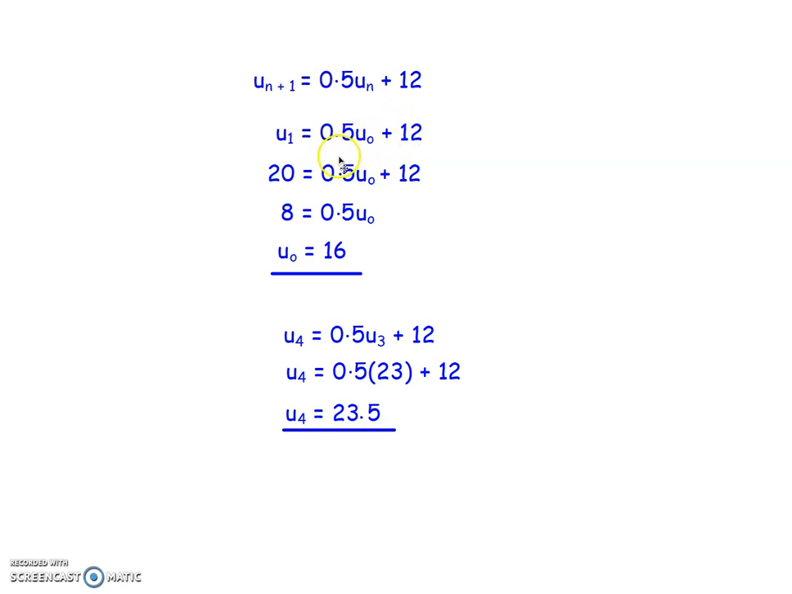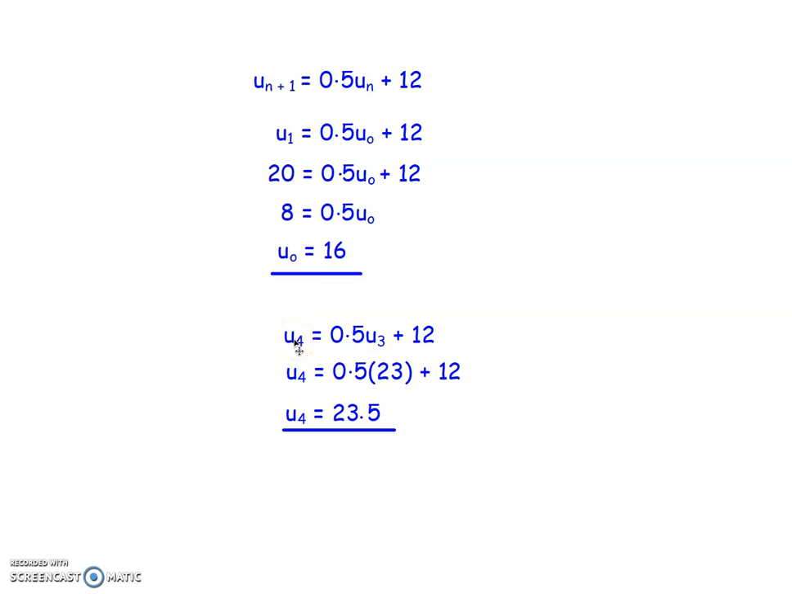We'll find u0 first. Now remember, u0 will relate to u1 because u0 is the very beginning term. u1 is the first term after a period of time, so they're right next to each other. So u1 we know is 20. u0 we don't know, so we'll leave it as 0.5 u0, and we've got the plus 12. We can then do a bit of algebra skills. We can take away 12, giving me 8 equals 0.5 u0, and then divide by 0.5, u0 equals 16, because 8 divided by 0.5 gives me 16.